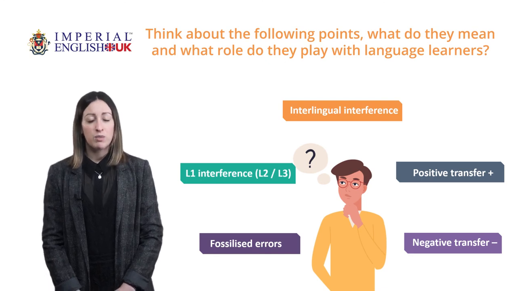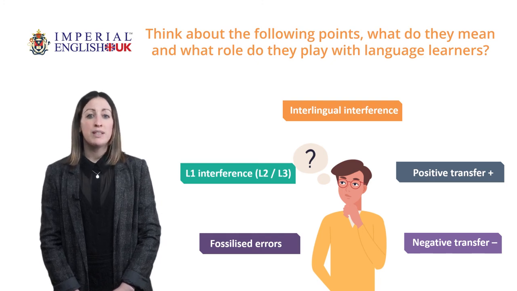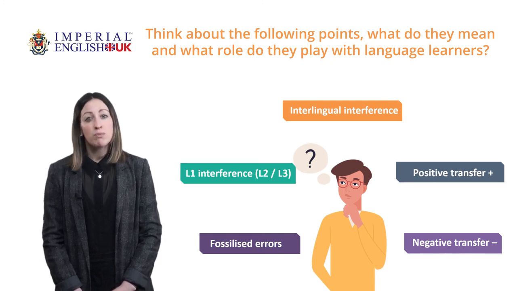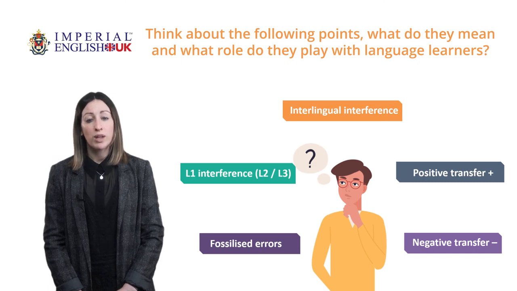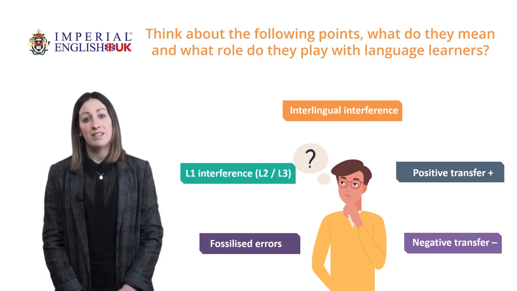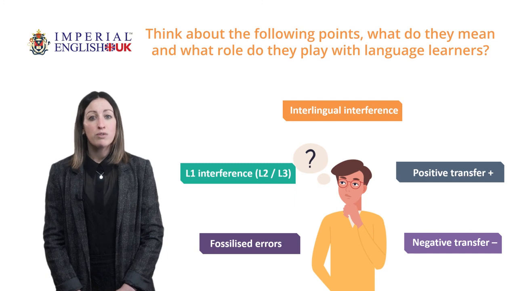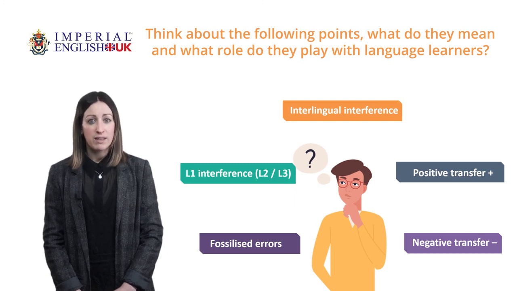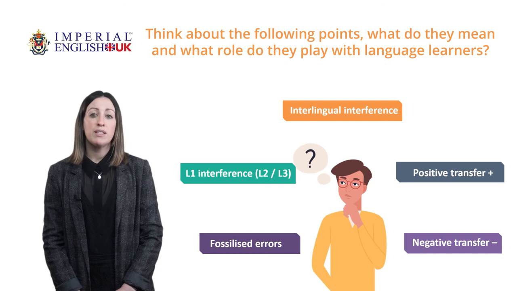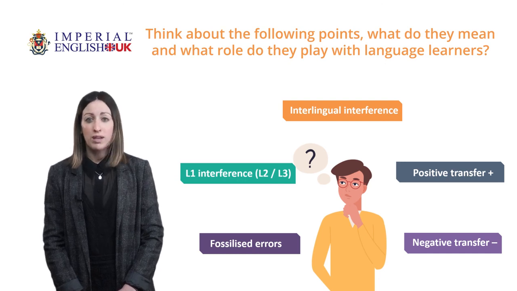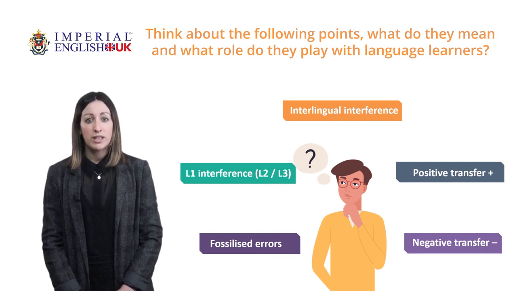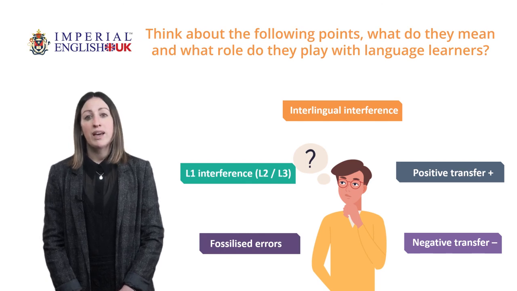Interlingual interference is when errors are made due to language transfer. This is often referred to as L1 interference, but some students can have interference from more than one language. There are two main elements with interlingual interference: positive transfer and negative transfer. Positive transfer is when there are elements from the native language to English which may have similarities and actually help the learner. Negative transfer is when elements from their native language interfere and they make mistakes in English.